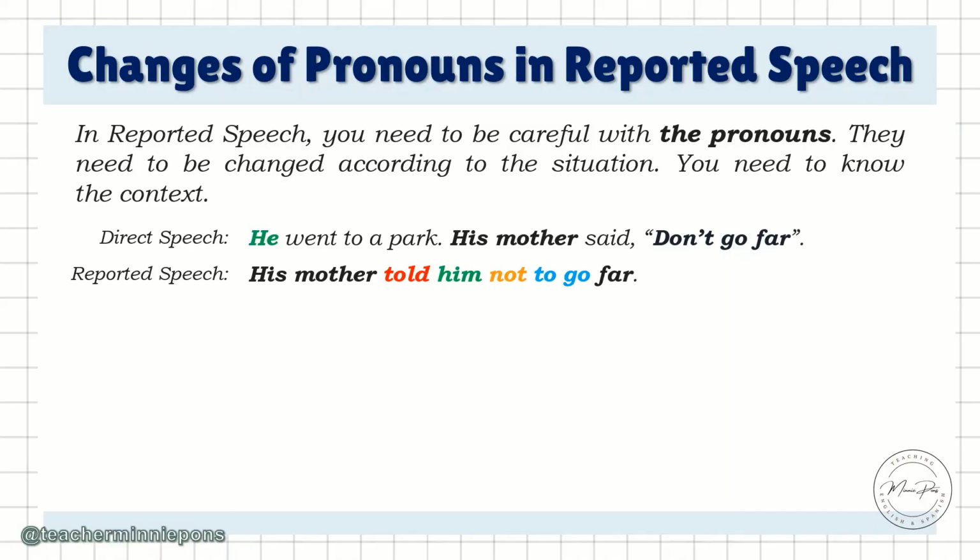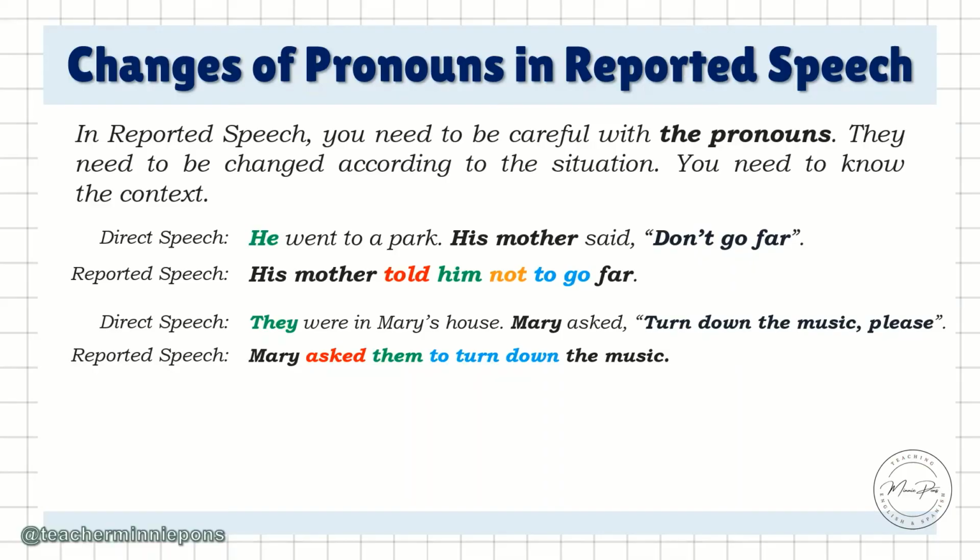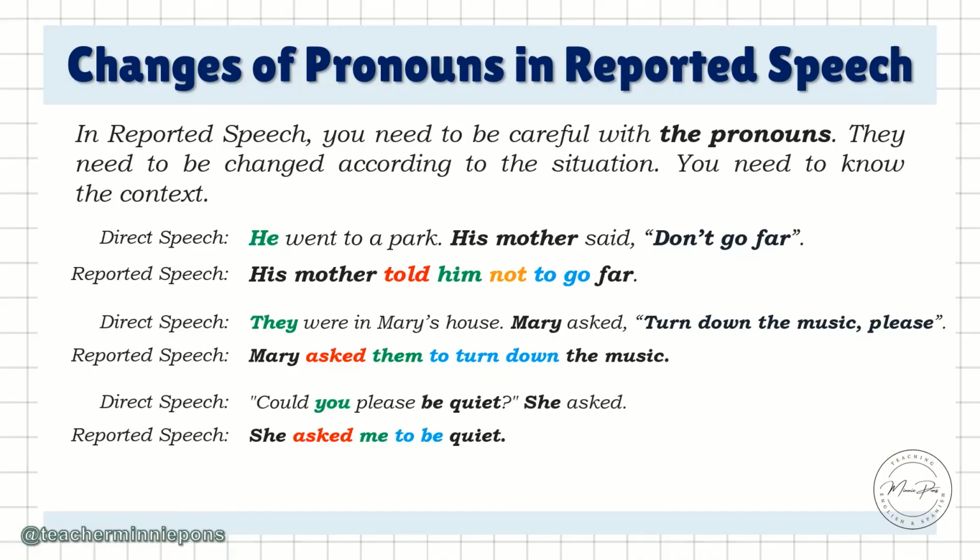The second example, direct speech. They were in Mary's house. Mary asked, "Turn down the music, please." Reported speech. Mary asked them to turn down the music. And the last example, direct speech. "Could you please be quiet?" she asked. Reported speech. She asked me to be quiet. As you could see, the subject pronouns in the direct speech become object pronouns in the reported speech.